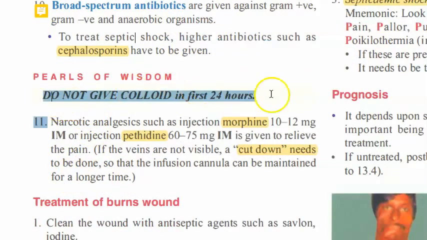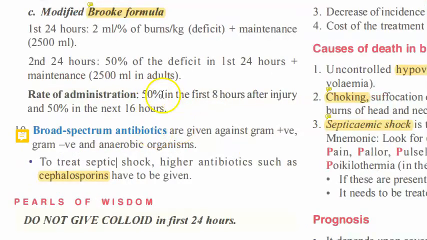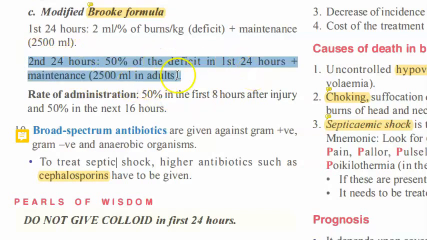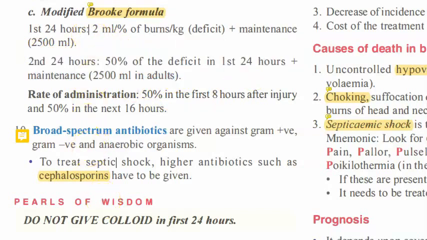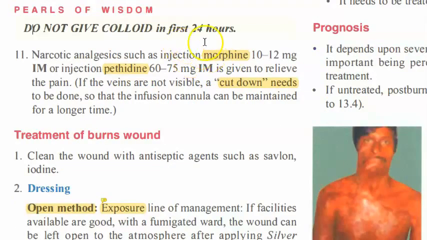Anyways, so do not give colloid in the first 24 hours, something like this. They are saying, let's check. Are they saying here in the second 24 hours, they're talking about some maintenance, is it? Anyways, they're saying in the first 24 hours, you should not give colloid. For pain, for these people, they're giving morphine, pethidine, etc. And if veins are not visible, a cut down needs to be done.